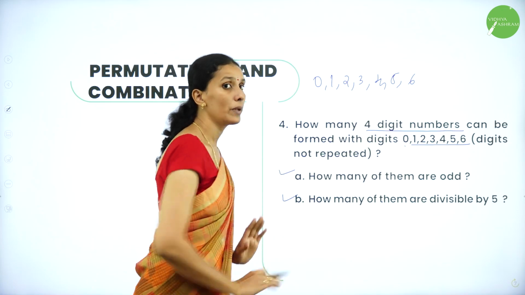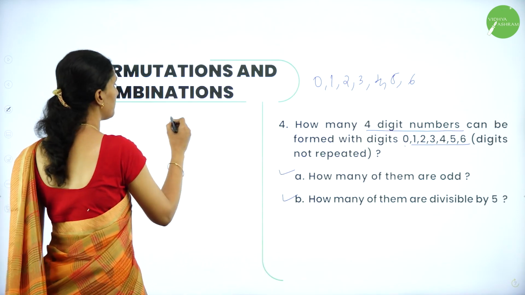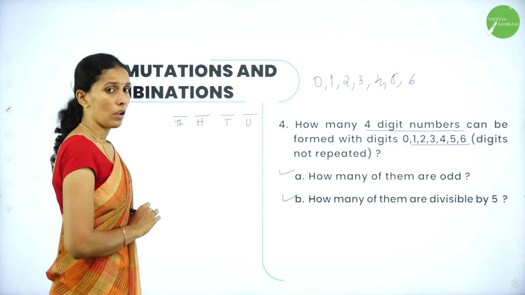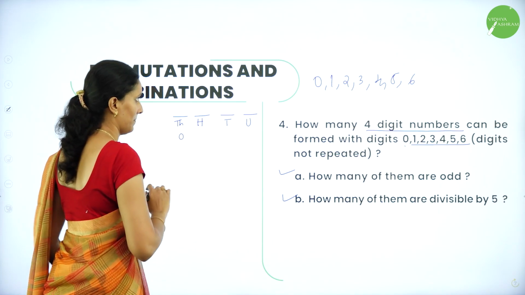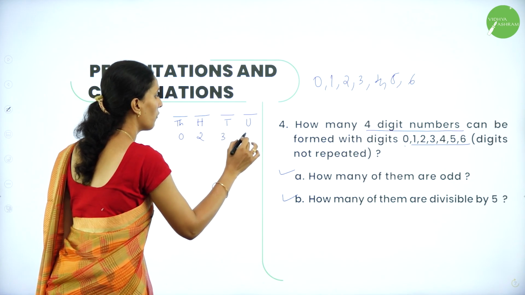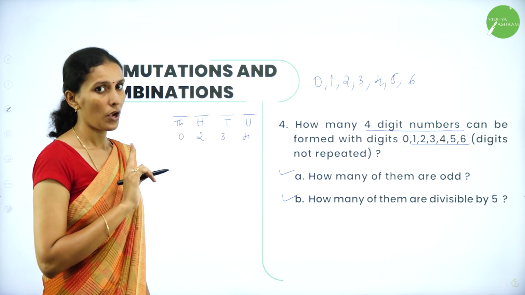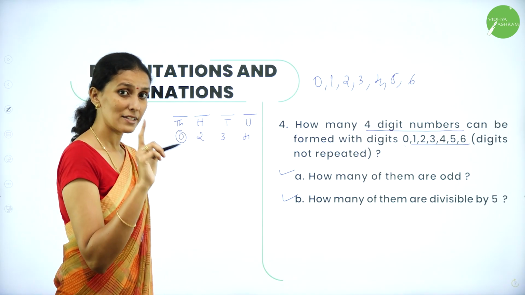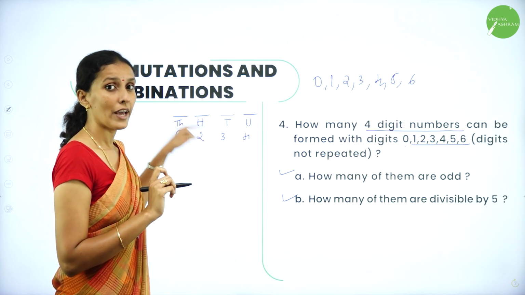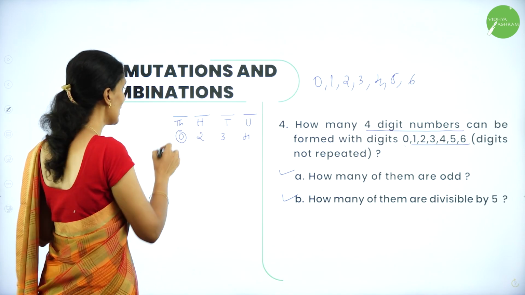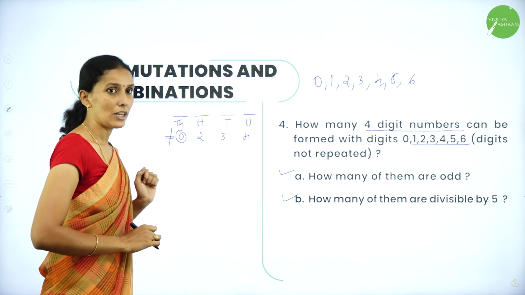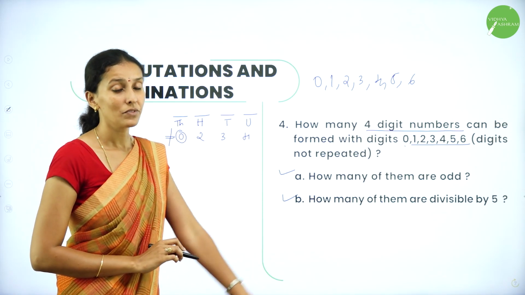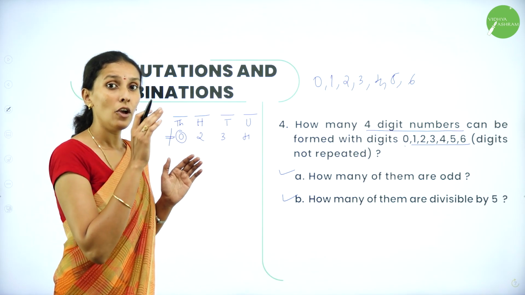First let me find out how many 4-digit numbers can be formed. Okay, so this is units, tens, hundreds, thousands. If you put 0 in the first place and some other numbers like 2, 3, 4, is it a 4-digit number? No. Why? 0 is there, no? So what is my restriction? Where is my restriction? 0 is my restriction, and it is in the first place. That is, the leading place cannot take the value 0. If it takes the value 0, it will become a 3-digit number. My aim is to find 4-digit numbers.